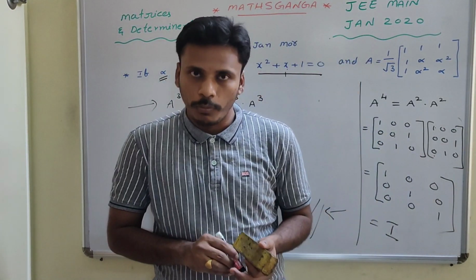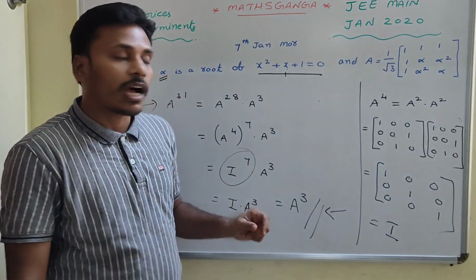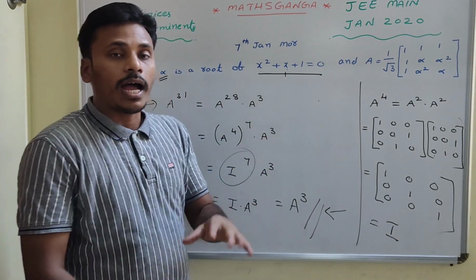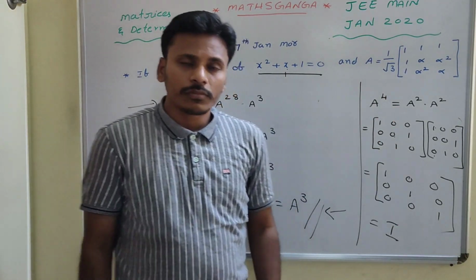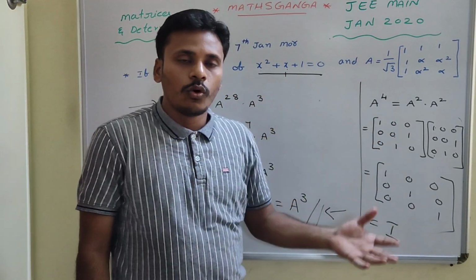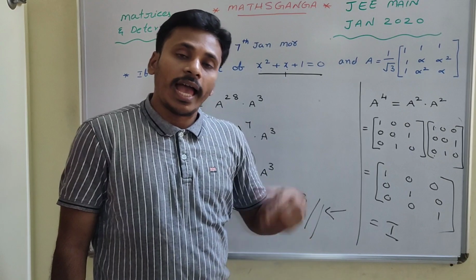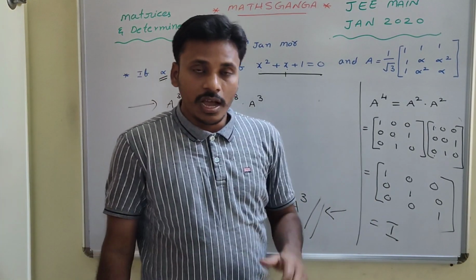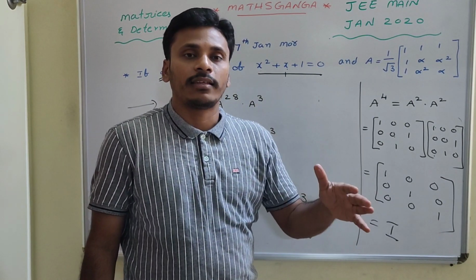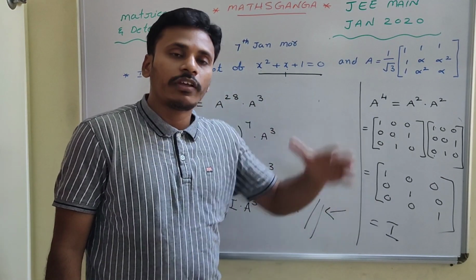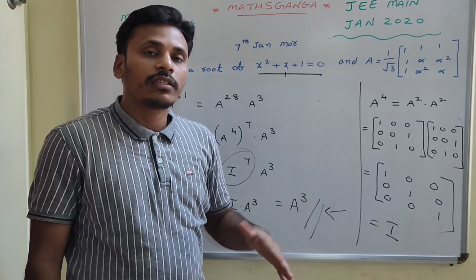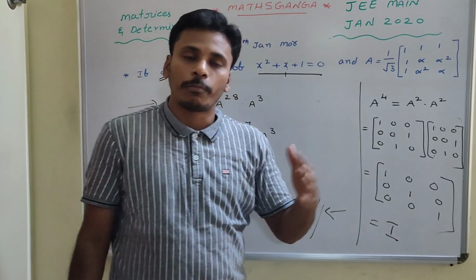Once again, look at the problem. In the problem they gave that alpha is a root of x square plus x plus 1 equals 0, and a matrix A is given. They ask us to give the A power 31 value in terms of A square, A cube, or the identity, and that's why we need to make a plan to calculate A power 31. We need to analyze the pattern of the powers of the matrix A. For that we need to calculate A square and A power 4.